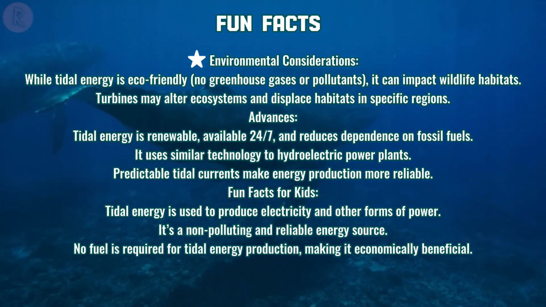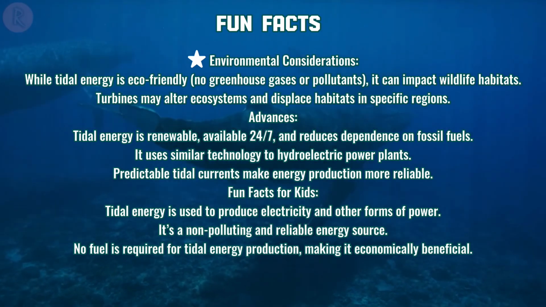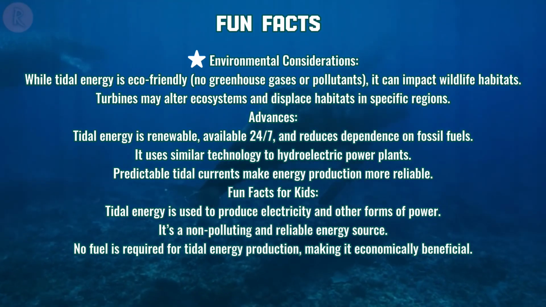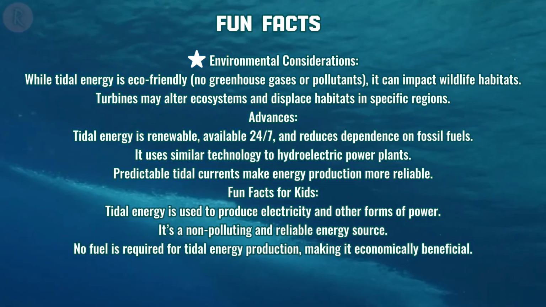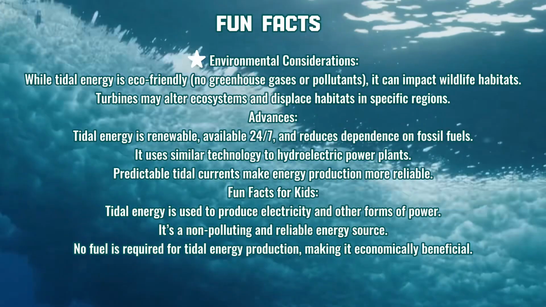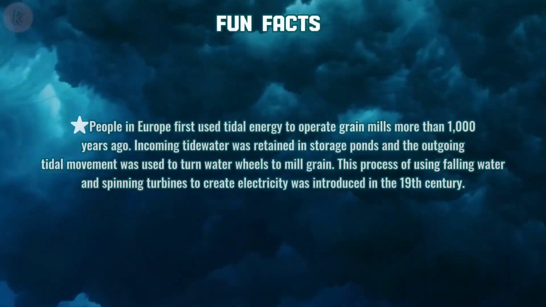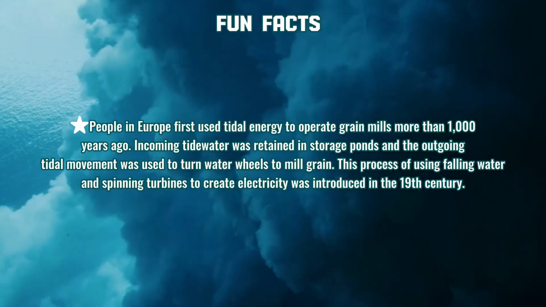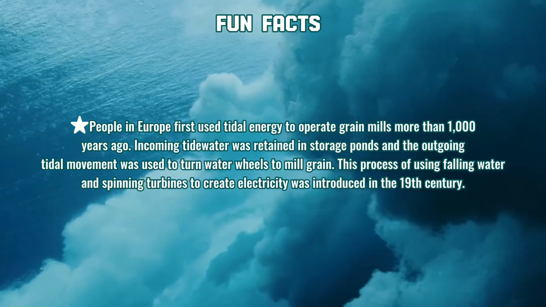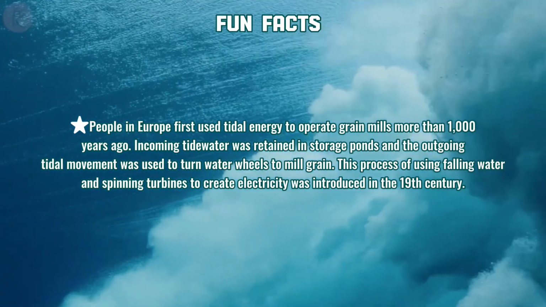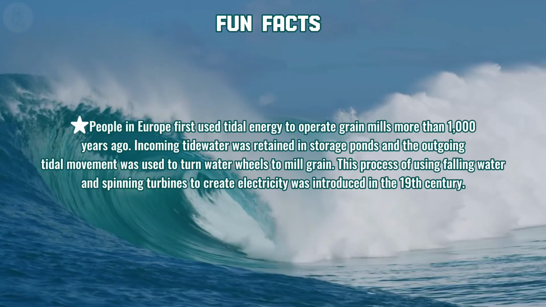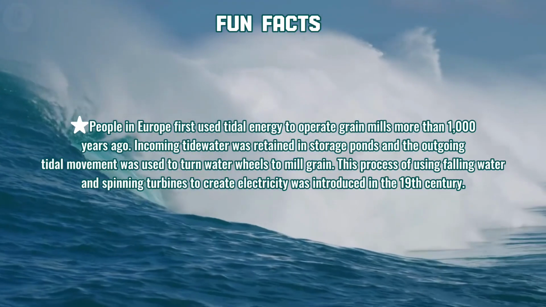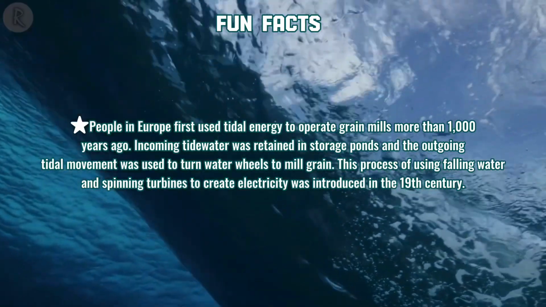Fun facts for kids. Tidal energy is used to produce electricity and other forms of power. It's a non-polluting and reliable energy source. No fuel is required for tidal energy production, making it economically beneficial. People in Europe first used tidal energy to operate grain mills more than 1,000 years ago. Incoming tide water was retained in storage ponds, and the outgoing tidal movement was used to turn water wheels to mill grain. This process of using falling water and spinning turbines to create electricity was introduced in the 19th century.